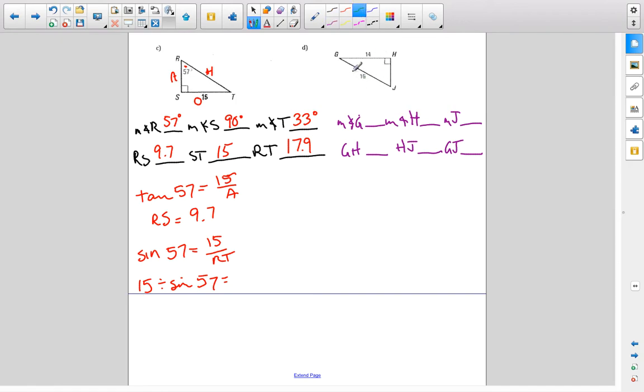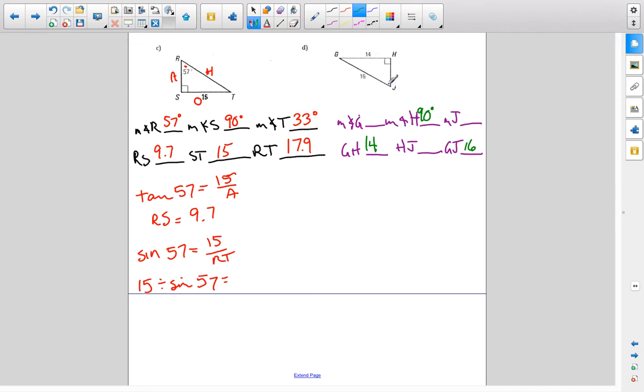Okay, so we've got GJ. It looks like 16. I'm going to check my paper too. Yeah, I think that's a 16. And then GH is 14. And we know angle H is 90, so we're going to fill in what we know. So I can easily find my third side by using the Pythagorean theorem.